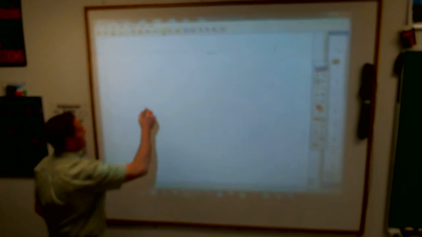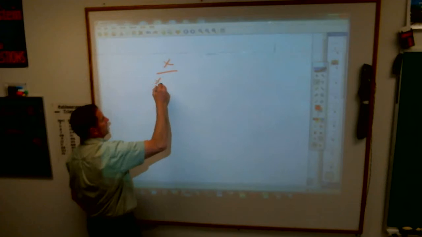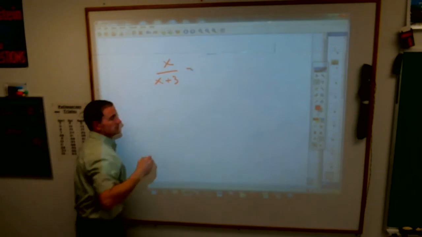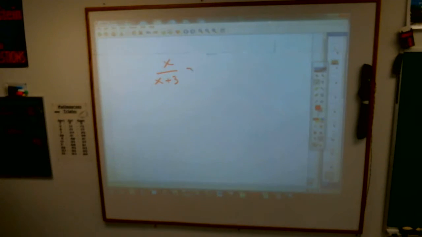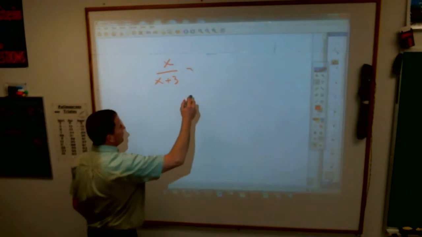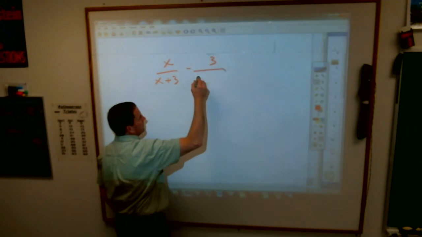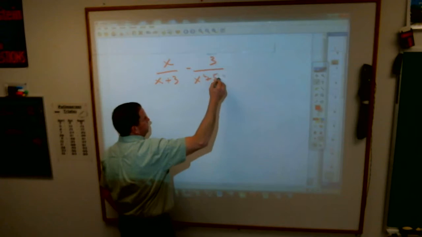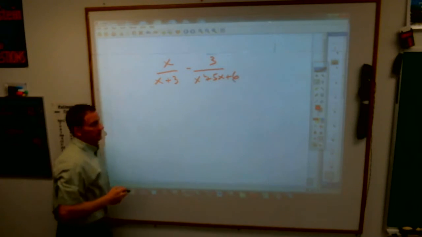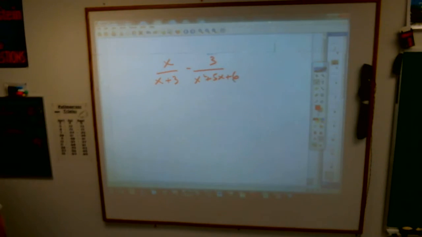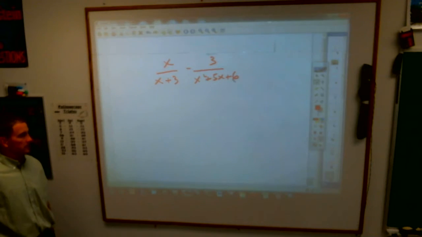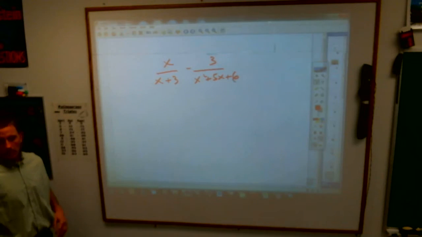By the way, this does simplify a little bit, so unlike the last one, x over x plus 3, I think it's minus 3 over x squared plus 5x plus 6. That doesn't sound right, I'm gonna look at that again. Yes, that is correct. Ready? Get set. Go.